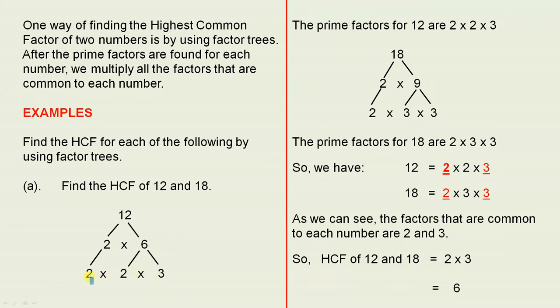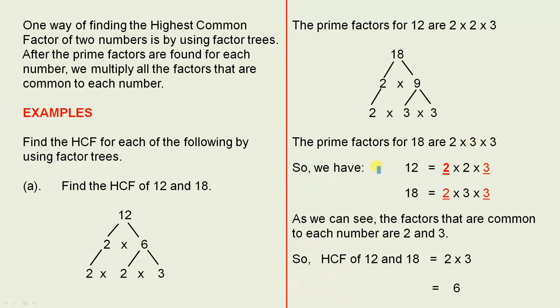And notice they're all prime numbers. So the prime factors for 12 are 2 times 2 times 3. Now let's look at 18. So 18 equals 2 times 9. We put our 2 down here. 9 equals 3 times 3. So if we multiply those three numbers together, that will give us 18. So the prime factors for 18 are 2 times 3 times 3.